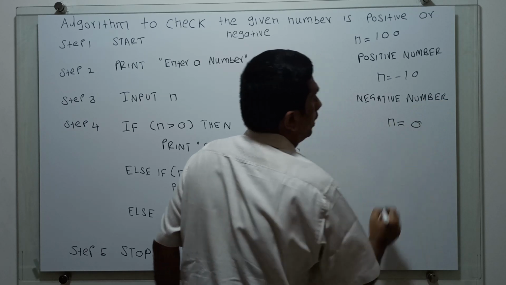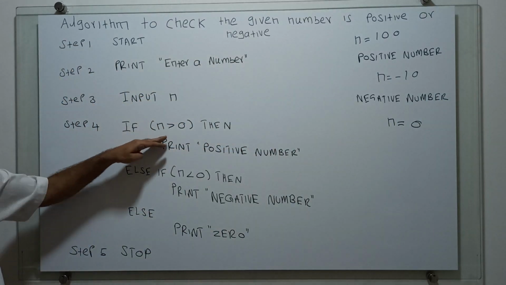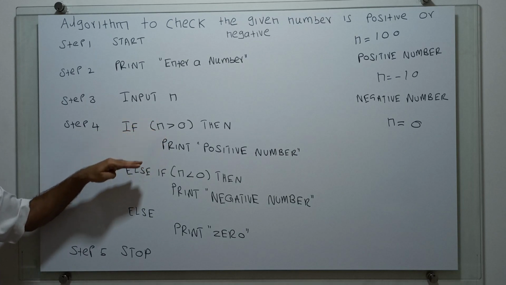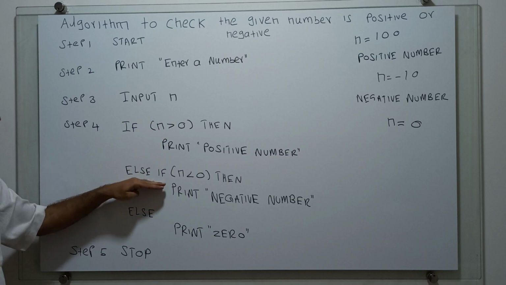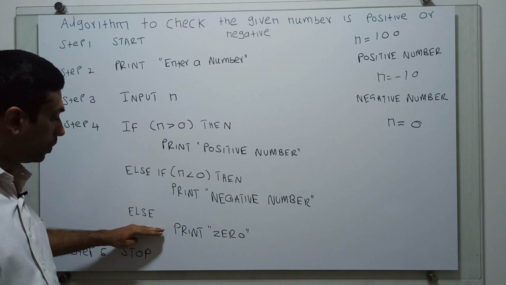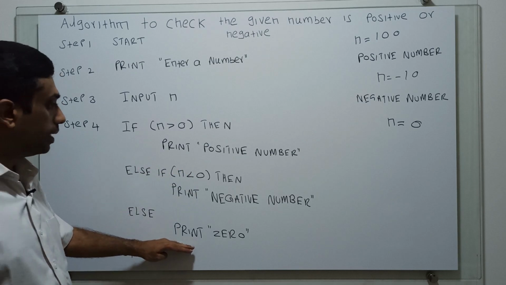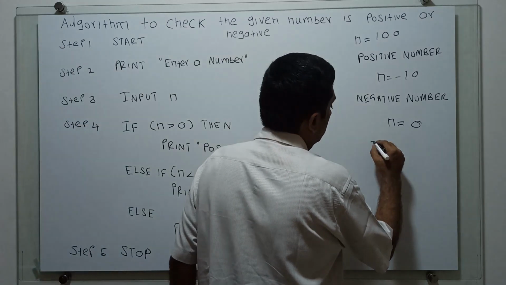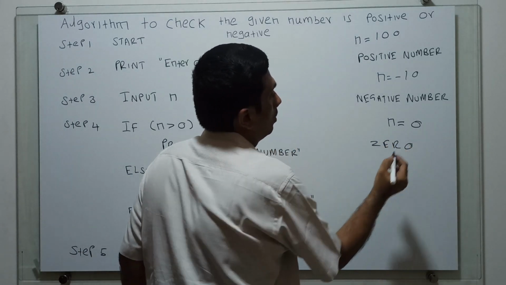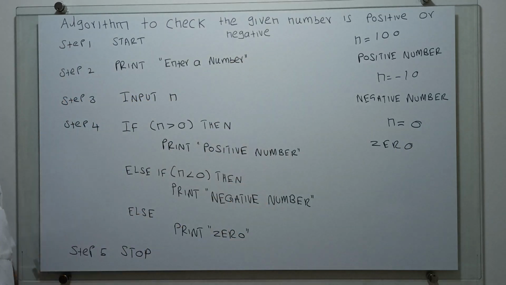Another case, I am giving n equal to 0. So in this case n greater than 0 is false, then this if statement is false, then the else if condition is checked. If n less than 0, this is also false, then the statement under the else block will get executed. So my output is 0. My algorithm is working in this manner.